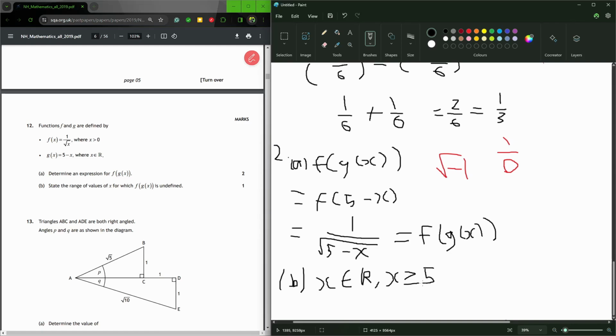Even though I've just said that we want to avoid these, we actually want to see when they're undefined. So it's either of these situations. If it equals 5, it'll cause this 1 over 0 problem. If greater than 5, then it will go down to negative numbers and mess around there. But if it was looking for when it is defined, it would be the opposite: x is less than 5, not equal.